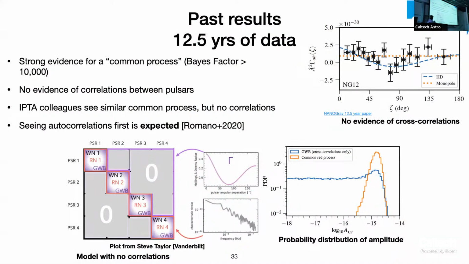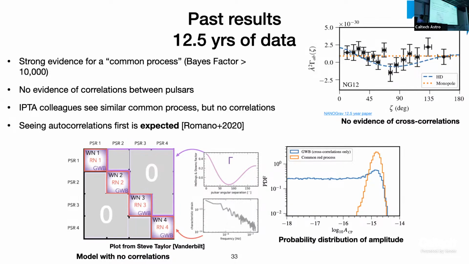So past results based on the 12.5-year data set indicated that we had strong evidence for a common process. So evidence that we have this extra gravitational wave background piece on our diagonals, but no evidence for correlations on the off diagonals. And the strength of the evidence for this extra spectrum that's common to all of the pulsars had a Bayes factor of roughly 10,000. That Bayes factor is now significantly larger in the new data set. But as I said, there was no evidence of correlations between pulsars, and really to say that we're seeing evidence for gravitational waves, we need to see these correlations.